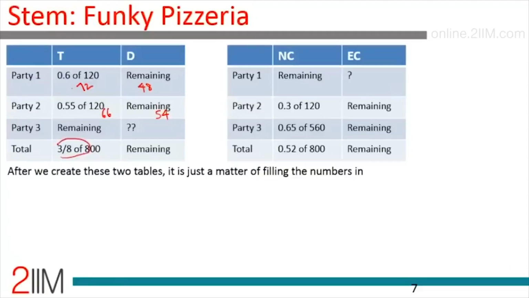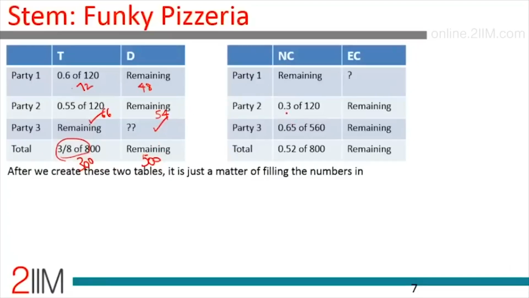This number we've already got, 300. So we can get this. This number remaining therefore should be 500. Therefore we can get this. So this side we fill completely. So it's thin crust and deep dish. This side, normal cheese and extra cheese.